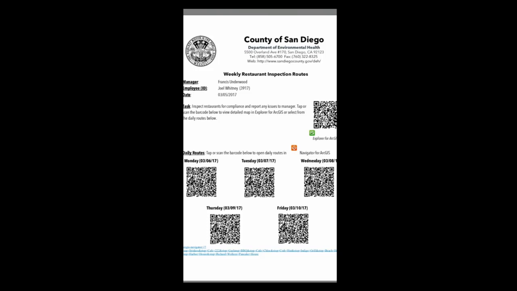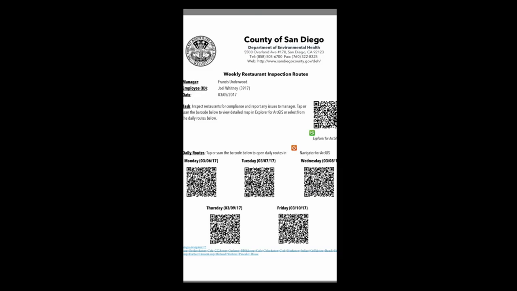And my manager, Francis, actually puts hyperlinks in this PDF as well. So I can open this PDF in my mail client, and I can simply tap on one of these QR codes and it will launch Navigator with the pre-configured route. But I'm pretty old school, as you could probably tell. So I actually want to print this PDF off and bring it with me into the truck.